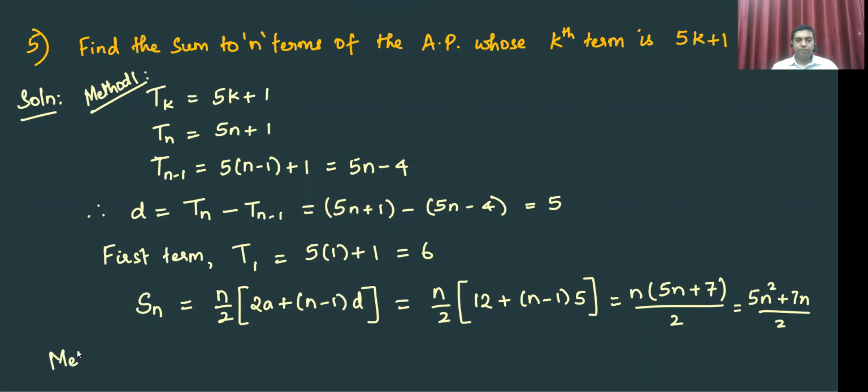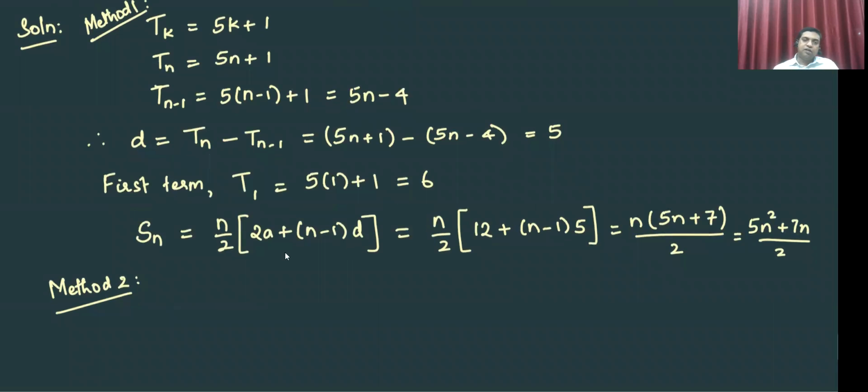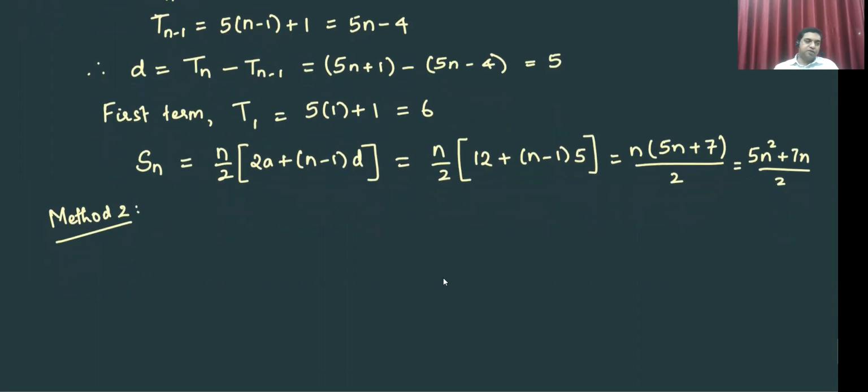Method 2. So how is tk equal to tn? Like, how are they similar? K term, right? Yes, sir. So you can directly say k term and k minus 1 term. Okay. That way also you can do. Got it, sir.